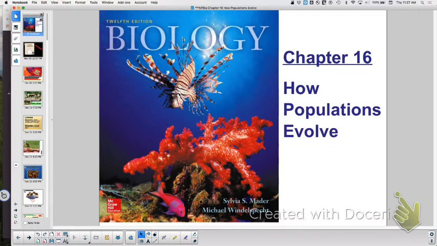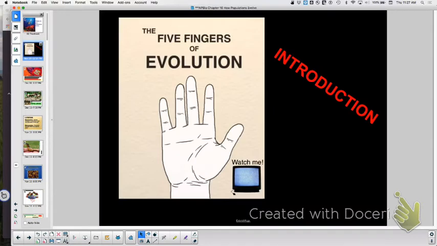So the first thing we're going to do when we talk about this process is focus on 5 things that can contribute to evolution. And we're going to learn this by the 5 fingers.